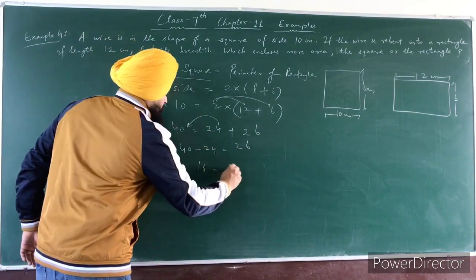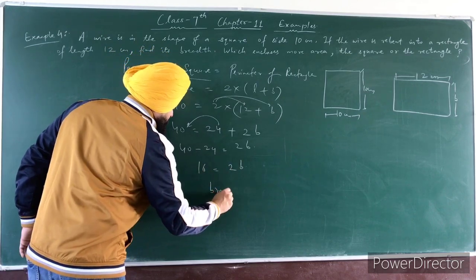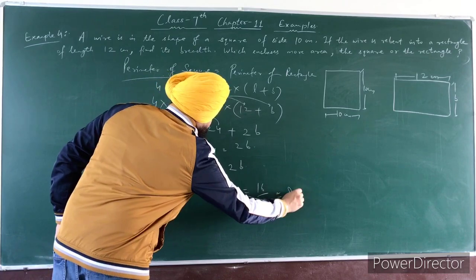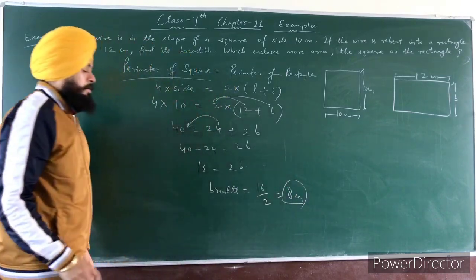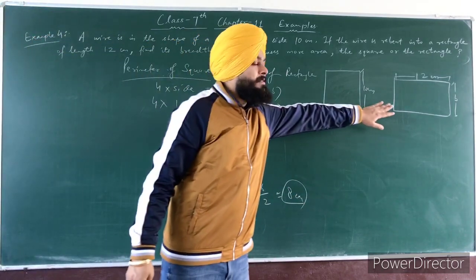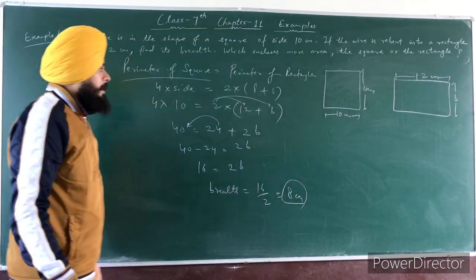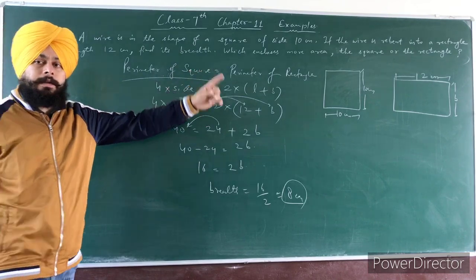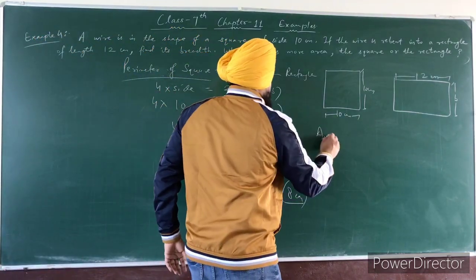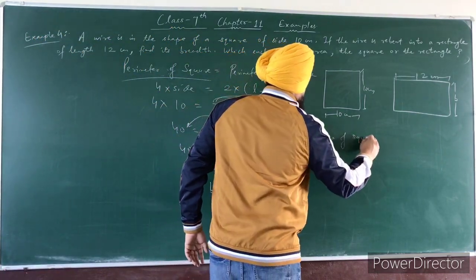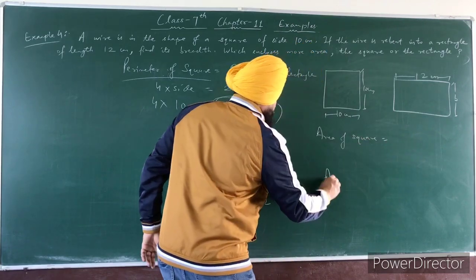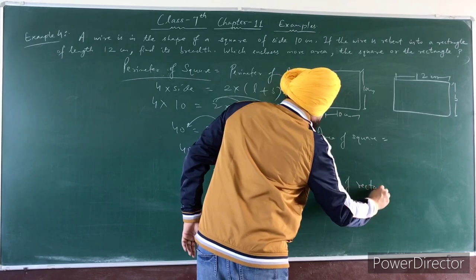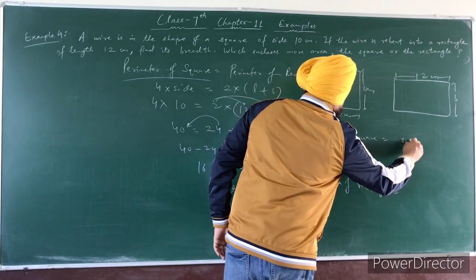16, and breadth is 16 over 2, it is how much? 8. So the breadth of this rectangle is 8 centimeter. Now we will find area of both square and rectangle. Area of square and then area of rectangle.